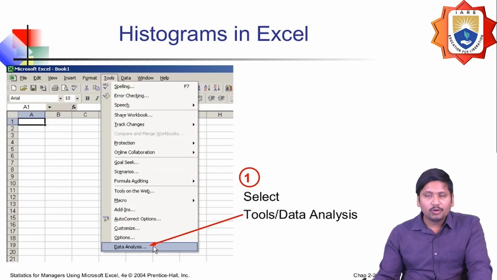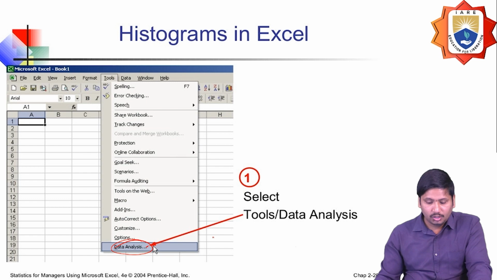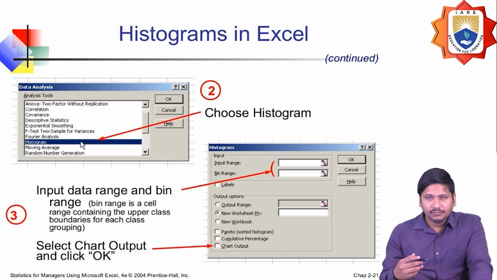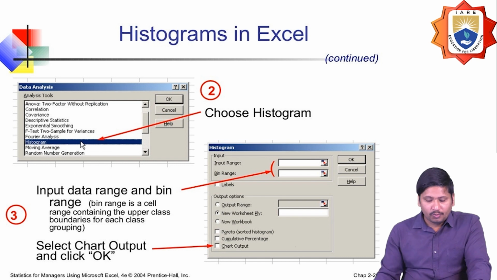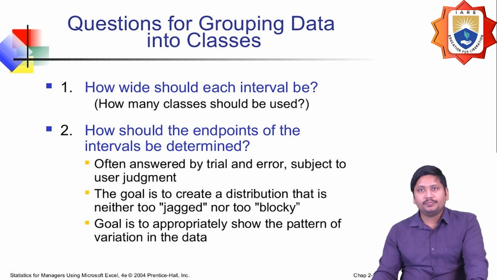So how can we construct the histogram in Excel? Go to Microsoft Excel, click on Tools where you have the Data Analysis option. Click on this Data Analysis tool and select whichever graph you want, that should be Histogram. Then give the input range, and click on chart output so that we can get the histogram.